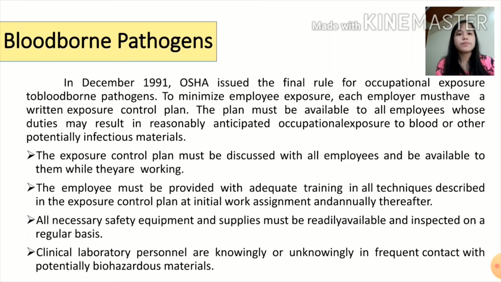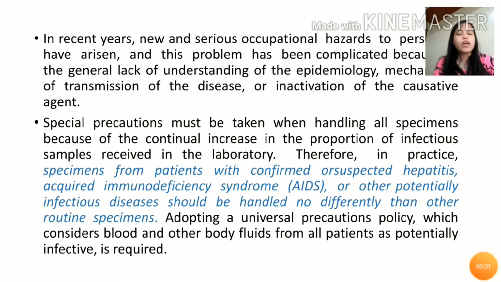Bloodborne pathogens. In December 1991, OSHA issued the final rule for occupational exposure to bloodborne pathogens. To minimize employee exposure, each employer must have a written exposure control plan. The plan must be available to all employees whose duties may result in reasonably anticipated occupational exposure to blood or other potentially infectious materials.